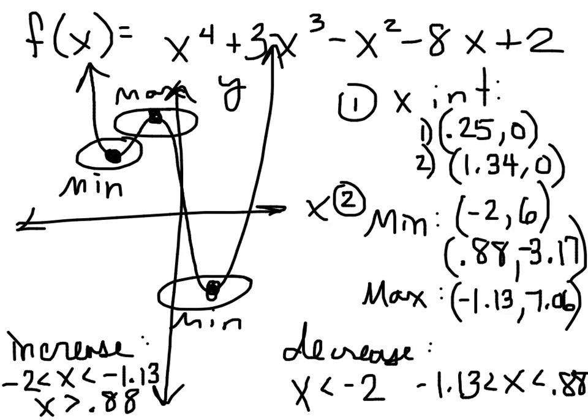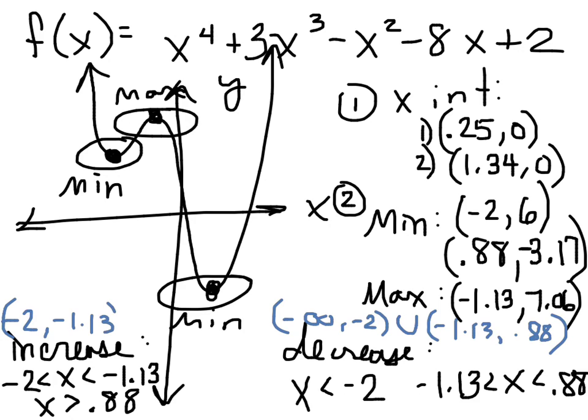If you're going to use the interval notation, it would look a little different. Interval notation would look like something like this. -infinity to -2 with a parenthesis. And -1.13 to 0.88 with a parenthesis. This one would be -2 to -1.13 with a parenthesis, then a union, and then 0.88 to infinity. That's how they would look if you're using interval notation. Does it matter to me which one you have? No. You decide. I'm not going to make that decision for you. You be responsible for that.